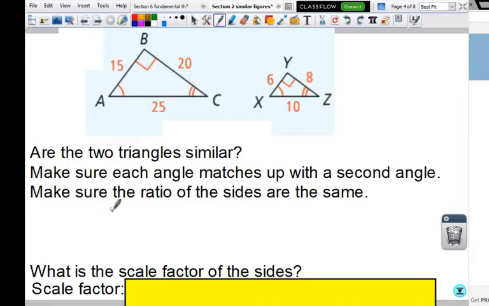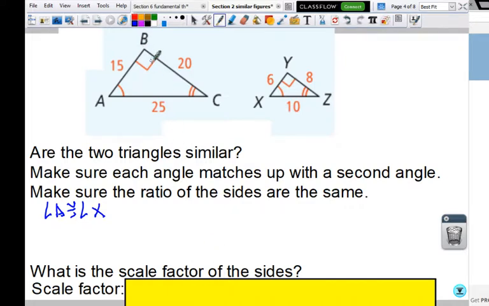So, I want to know, are these two triangles similar? The first thing I need to do is make sure every angle matches up with another angle. So I'm going to start here with angle A. Does angle A match up with anything over here? Angle X, right? So angle A is congruent to angle X.